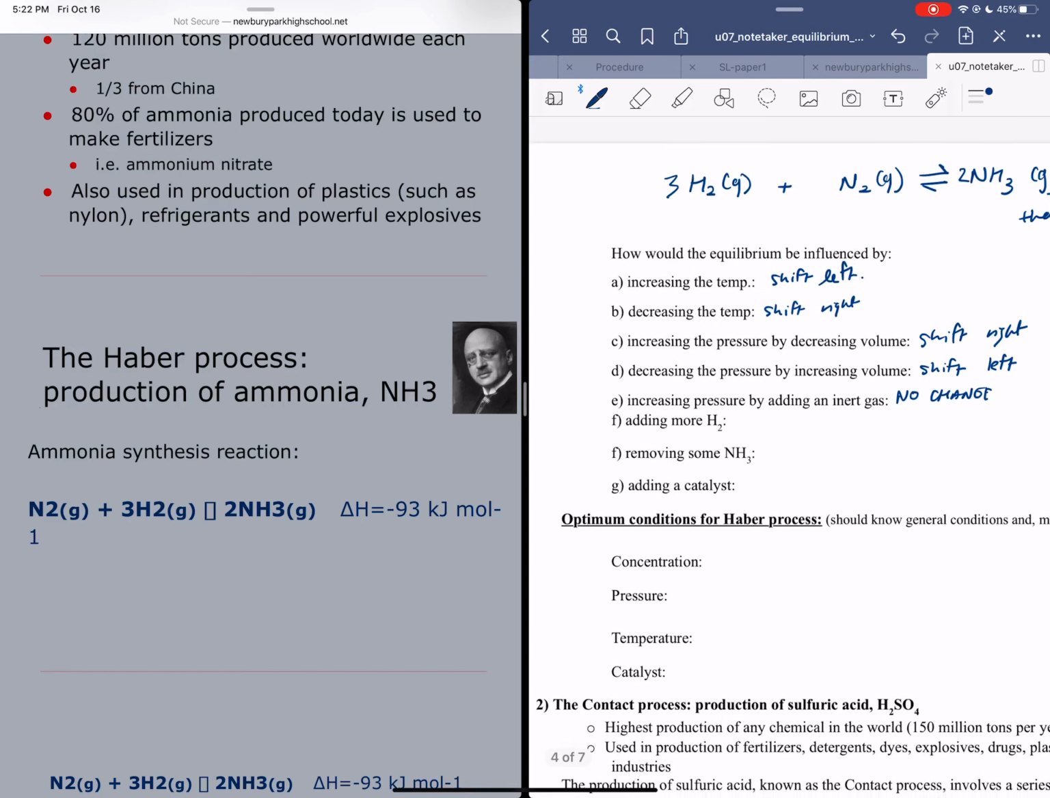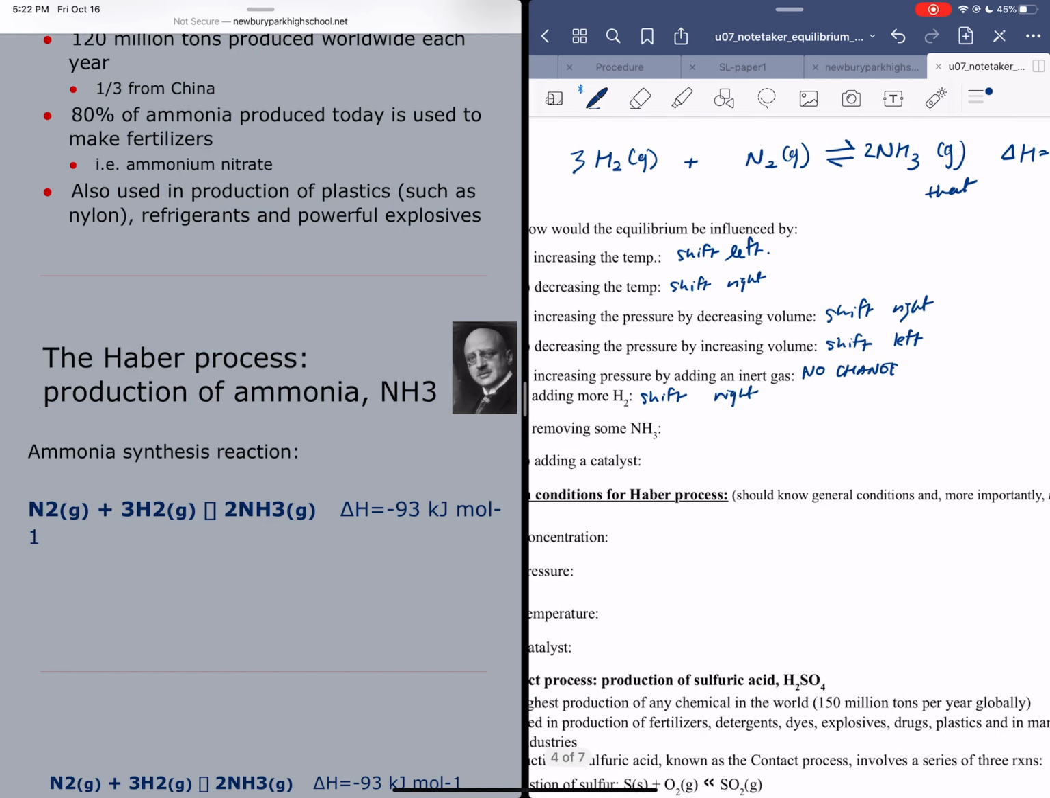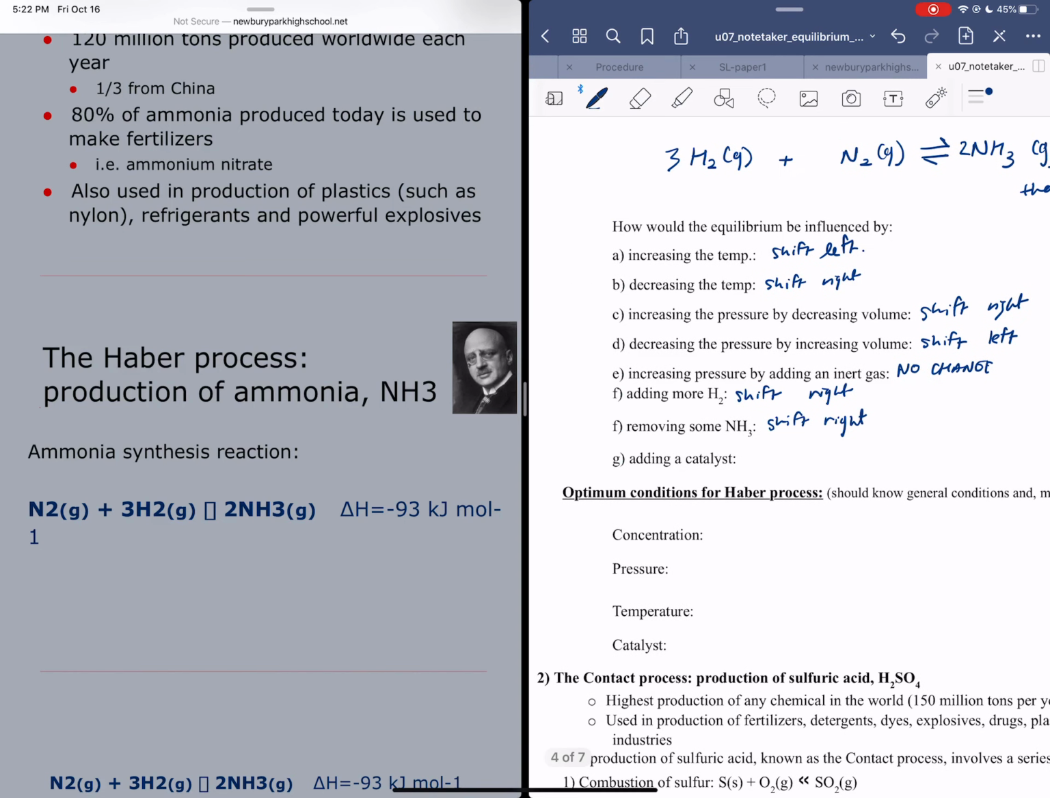Adding more H2, well, if we add more H2, we'll go to the opposite side to use it up, so we shift right. If we remove some NH3, we'd want to replenish more NH3, so we shift right. If we add a catalyst, we're increasing the rate of forward and reverse reactions to the same degree, so there's no net change in rate and there's no net change in concentration, so equilibrium wouldn't be shifted. It wouldn't be affected, so no effect.